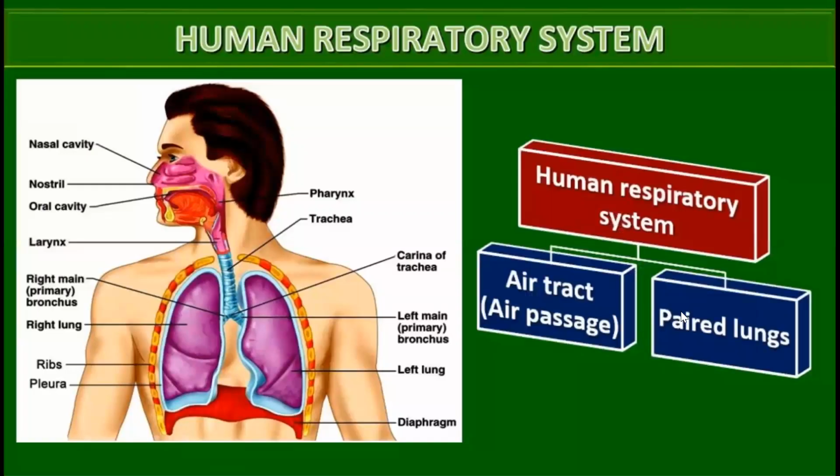Let's start with the human respiratory system. The human respiratory system is composed of the air tract, where the air passes, and the pair of lungs, where the exchange of gases takes place with alveoli and the blood vessels.